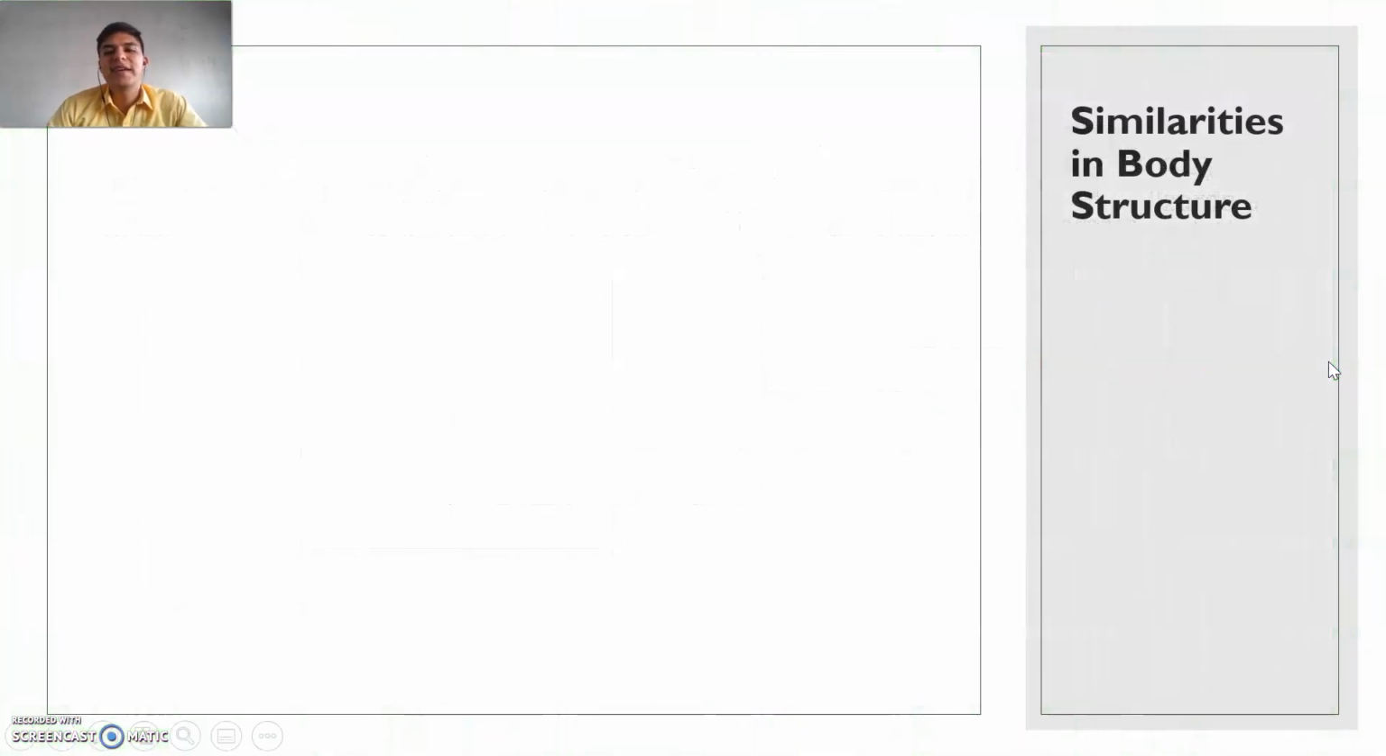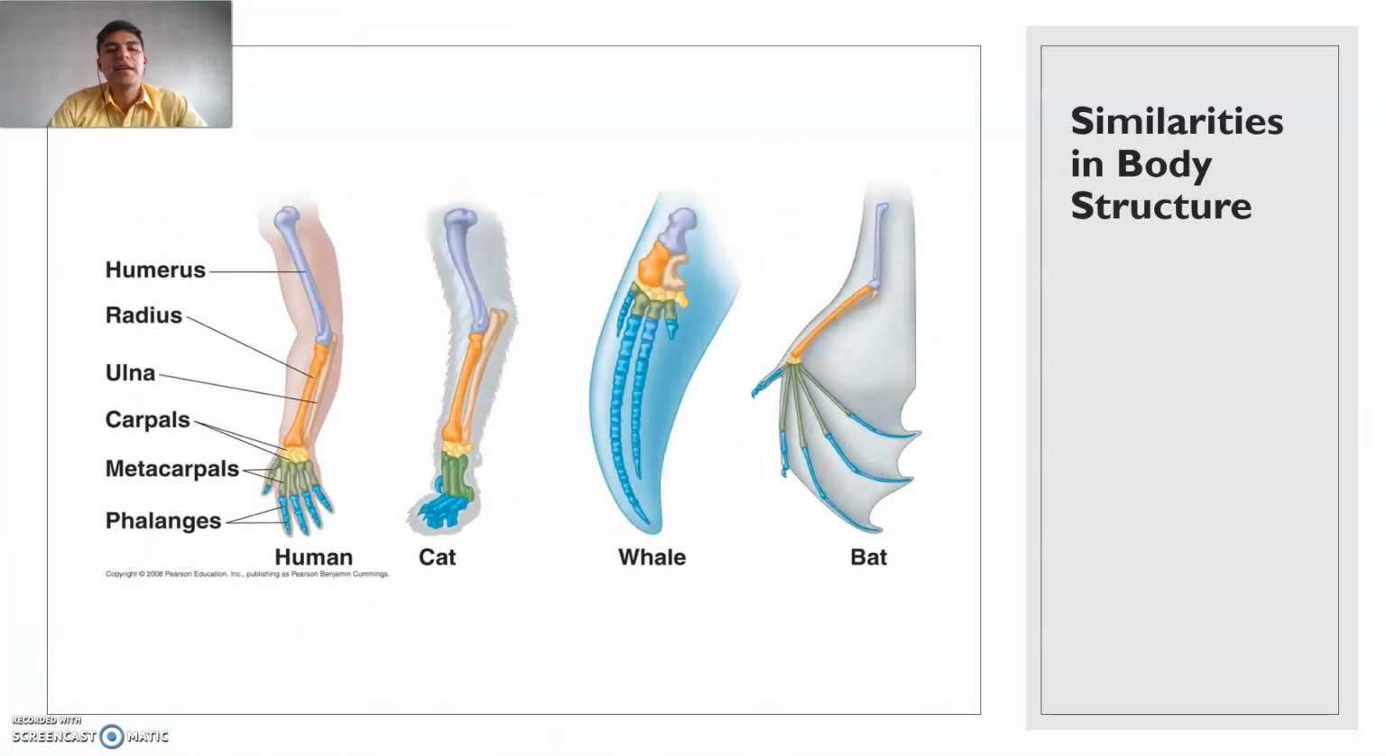All right, and now we have some similarities in body structure. And this is something astonishing, because scientists have started to study the different structures in the bones of several animals. And they have come to the conclusion that actually they are quite similar. So, for example, right over here we have four different species. We have humans, cat, whale, and bats. And we are going to be guiding ourselves by the colors.